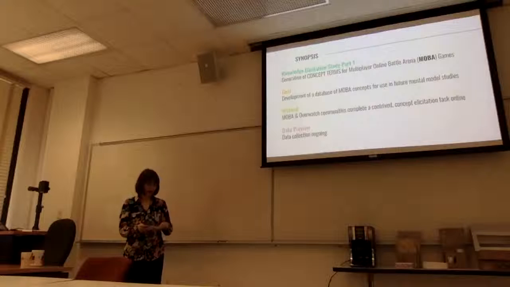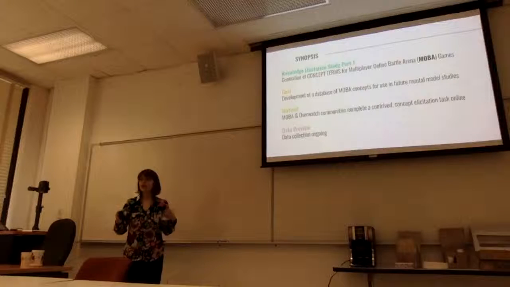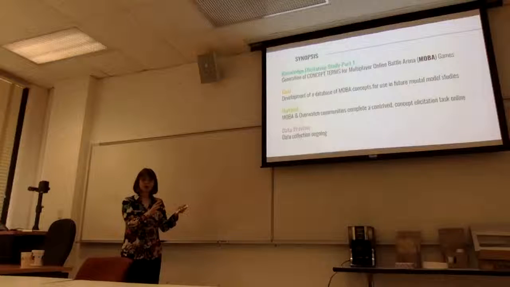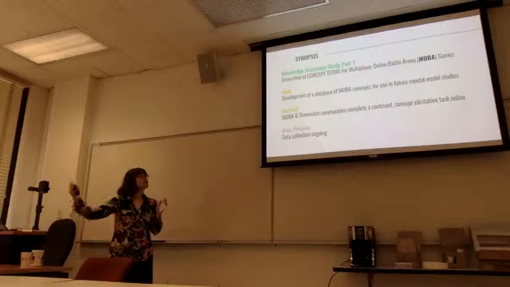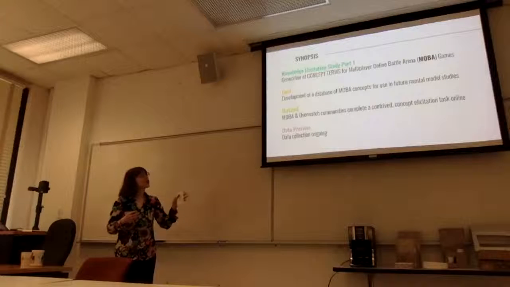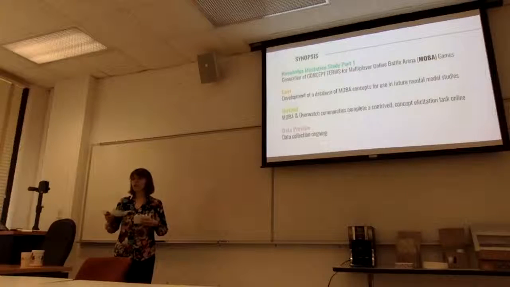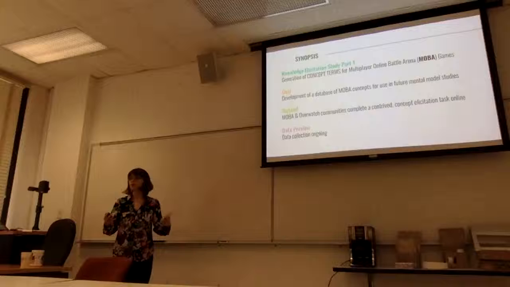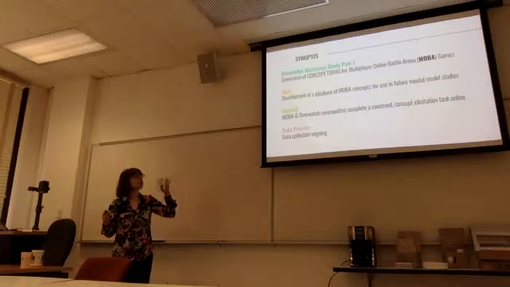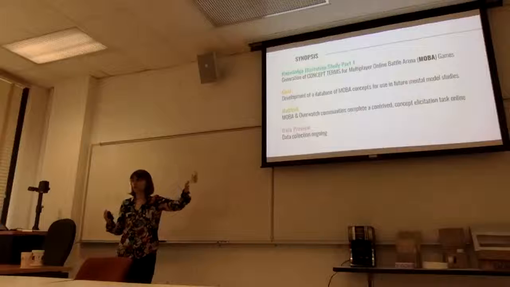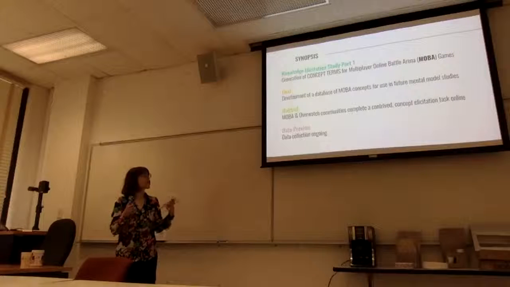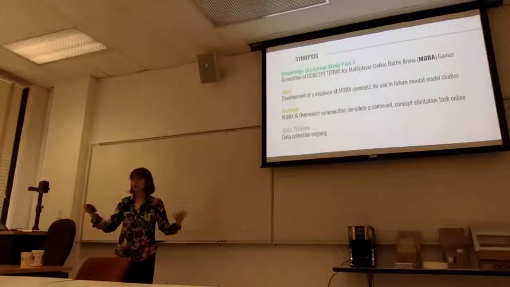One way to look at mental models is to give participants concepts and they rate them on their similarity. This way we are able to estimate which concepts might be more closely related to each other versus ones that are a little bit farther. We are interested in looking at those relationships in part two. For part one, we're only interested in the concept terms. What are these concept terms within multiplayer online battle arena style games, which I'll refer to as MOBA from now on? The goal of this study is to develop a database of MOBA concepts for use in future mental model studies, so that's part two.